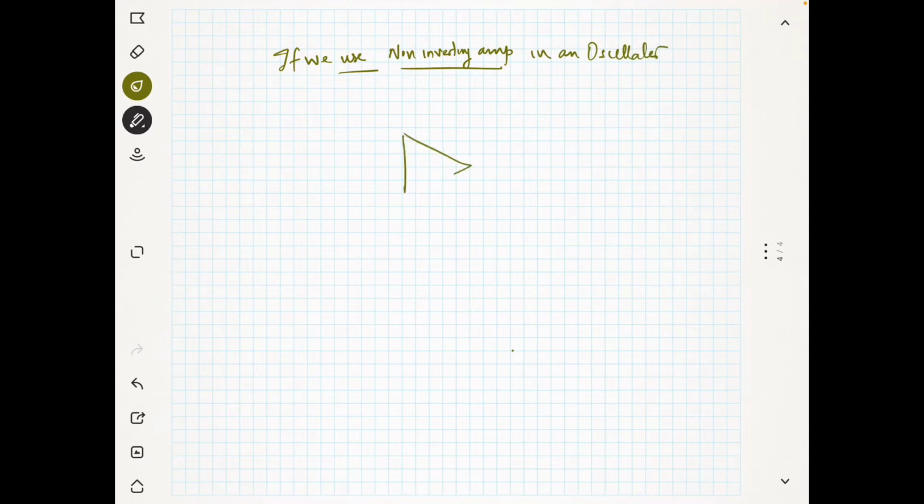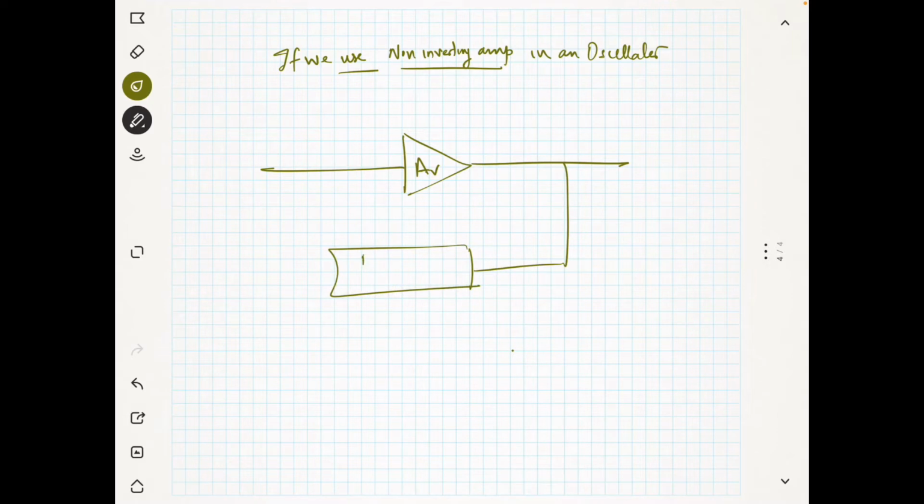So we have an amplifier, and this is our feedback network. We connect the output of the feedback network to the input of the amplifier, and we have a DC power supply, and this is the output. Now we are expecting some oscillations at the output. So we want to produce the oscillation. What is the condition for this oscillation?